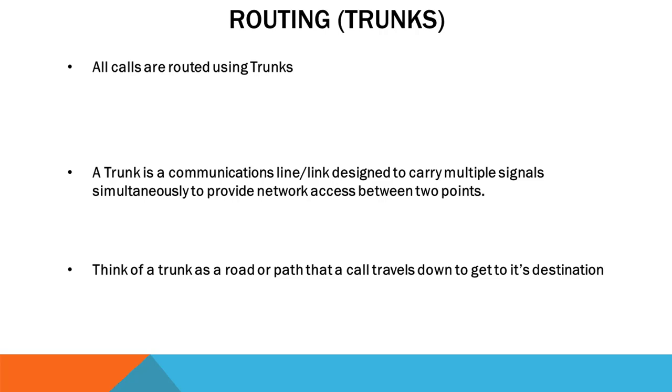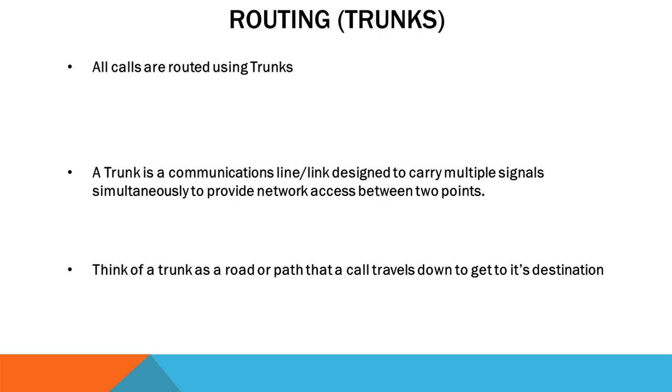So all a trunk is, is the in between, the link that calls use to travel to one another, right? So when I call my buddy on his phone, the signal of that call is going to be traveling down this trunk. Think of a trunk as a road or a path that a call or a signal travels down to get to its destination, the destination being another phone number. All a trunk is, is a piece of equipment that allows 2 signals to communicate with each other. The 2 signals are the phone numbers that we are calling out of, right?